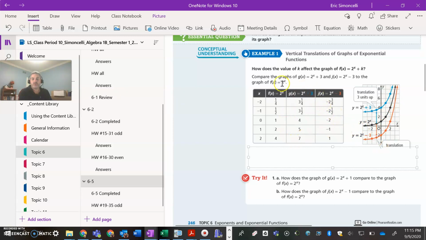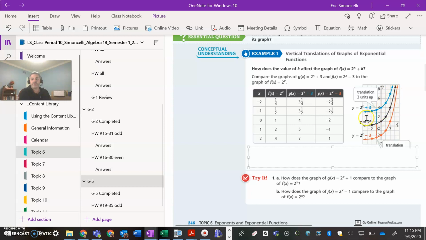For the g of x function, using these exact same x values, if you plug in -2, just like we did here, as a quick reference point, you're adding 3 to 1/4, so you get 3 1/4. 1/2 is again the result of 2 to the negative first. There it is again on the g function, but adding 3 to 1/2 yields 3 1/2. Similarly, 1 plus 3 is 4, 2 plus 3 is 5, 4 plus 3 is 7. So that blue function has those respective ordered pairs.